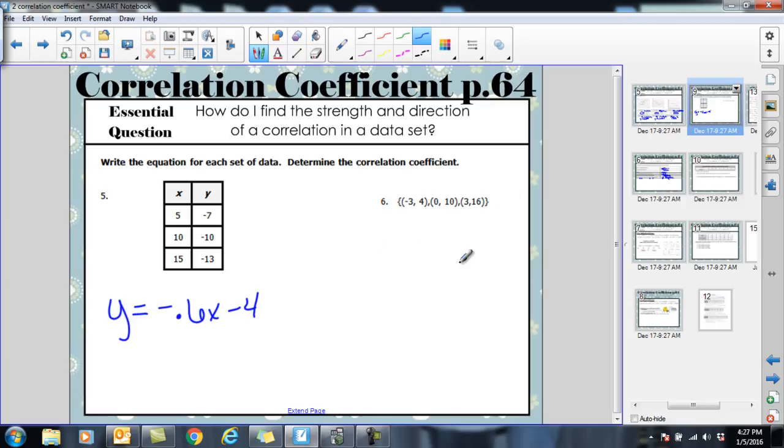So number 6 here is the same, but I'm giving my information in a list. If you want to, you can make a table first so that you can see your x's and your y's.